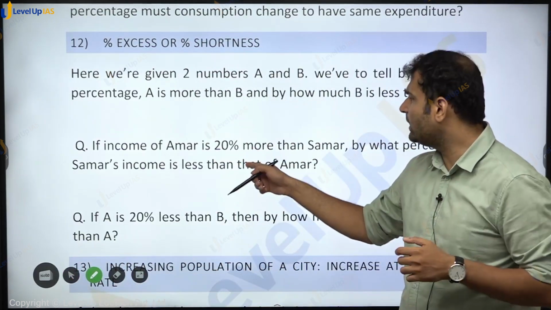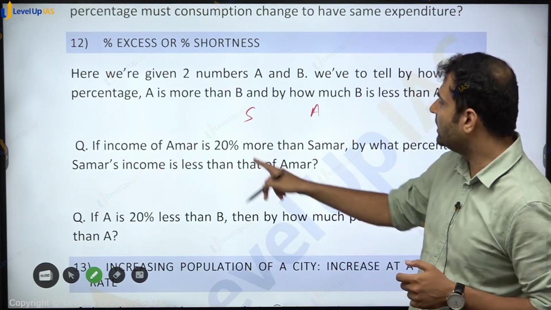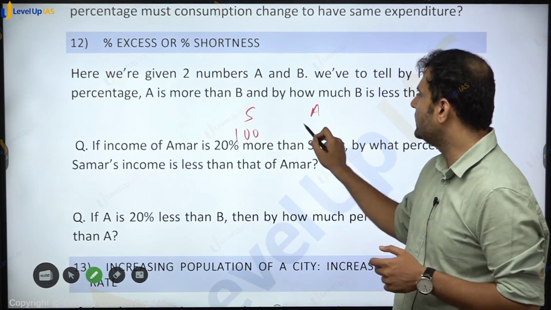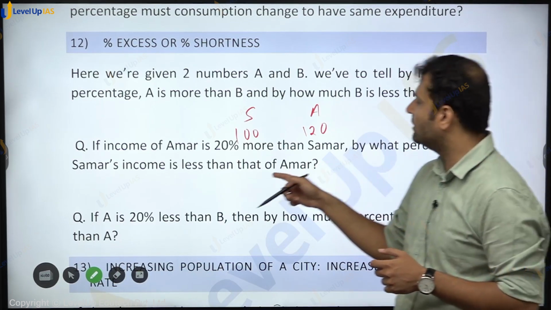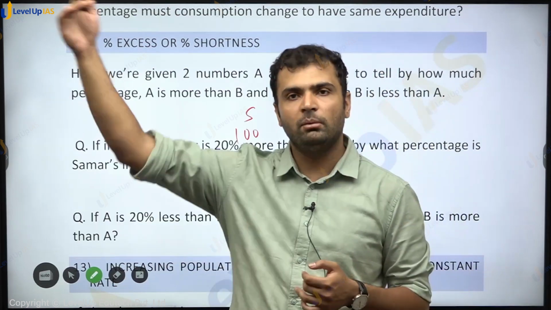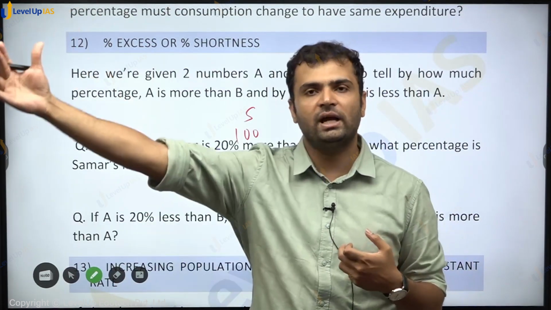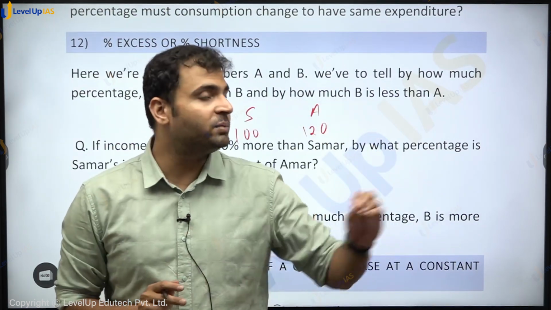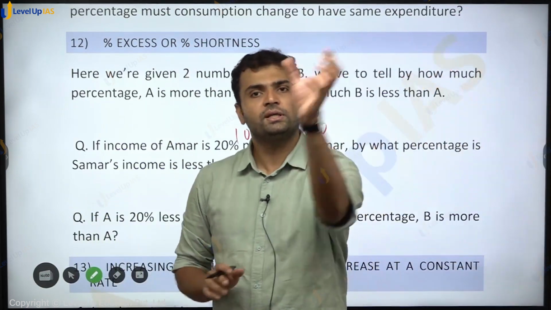Let us see the questions. If income of Amar is 20% more than Samar, so Samar and Amar. Income of Amar is 20% more than Samar. So Samar is 100, Amar is 120. Fine. By what percentage is Samar's income less than that of Amar? From Samar's perspective, Amar's income is 20% more. So I am Samar, I am 100, Amar is at 120. But if I change my perspective to Amar, by what percentage is Samar less than me? So we have to change from Amar's base to Samar's base.